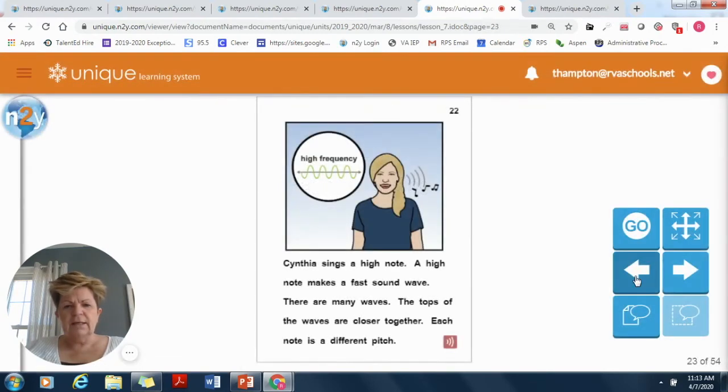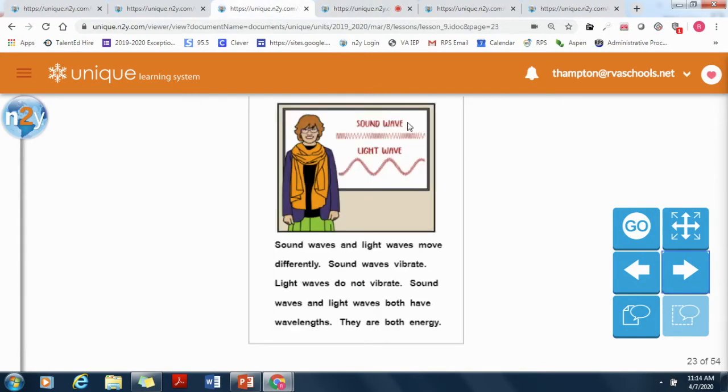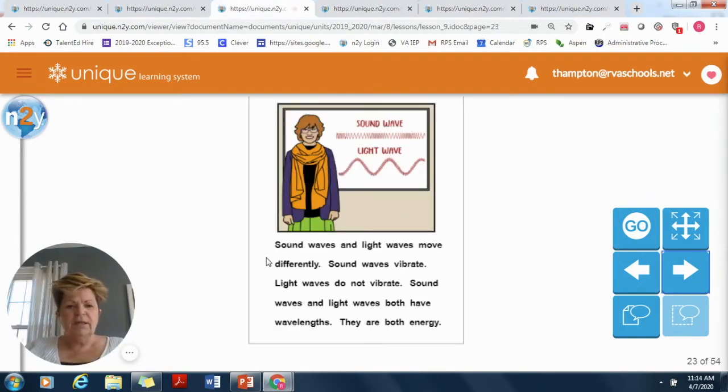So let's go back and let's see if we can see our wavelength. Here in our earlier chapter, we talked about that from the crest of those waves, from the top of that wave to the top of that wave, that's how we're measuring the wavelength. So it looks like we are going to be doing the same with our light waves. Let's read that again. Sound waves and light waves move differently. Sound waves vibrate, light waves do not. Sound waves and light waves both have wavelengths. They are both energy.